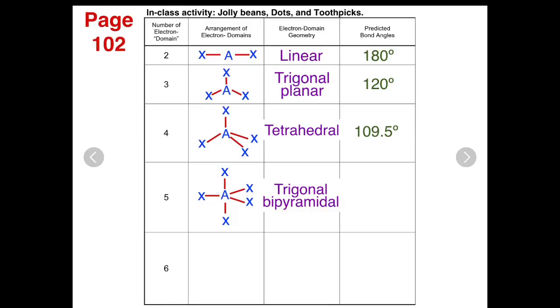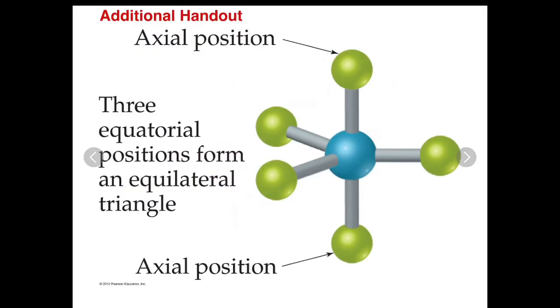The bond angles for these will be of two types. You need to consider this type first. Because we have a trigonal base, a triangle base, and two pyramids on top and the bottom, this one on the vertical, this position right here we call the axial position.